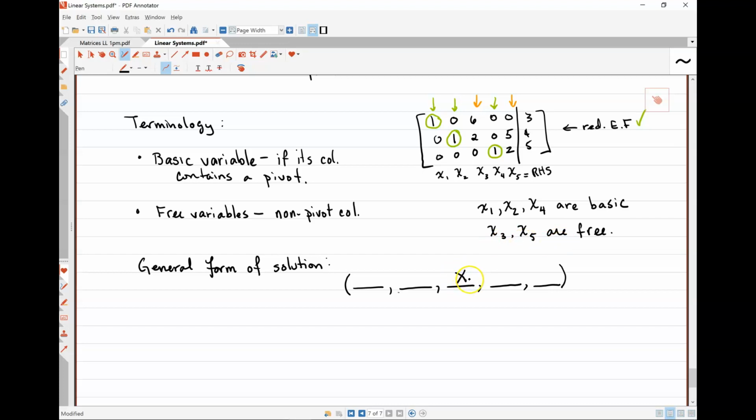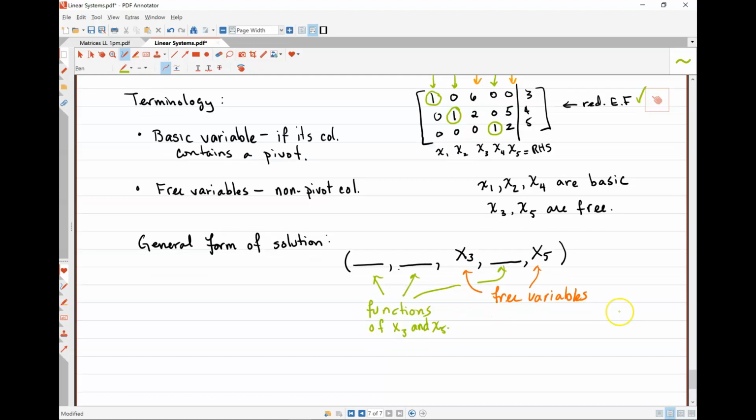That means those 2 variables are just going to get filled in by themselves, just the actual symbol x3 and x5. These are not placeholders for numbers. And the idea is that the rest of these, the basic variables, are going to be expressed in terms of the free variables. So basically, these guys are going to be functions of x3 and x5. So where are we going to get those functions? The answer is we're going to get them from these equations, this linear system.